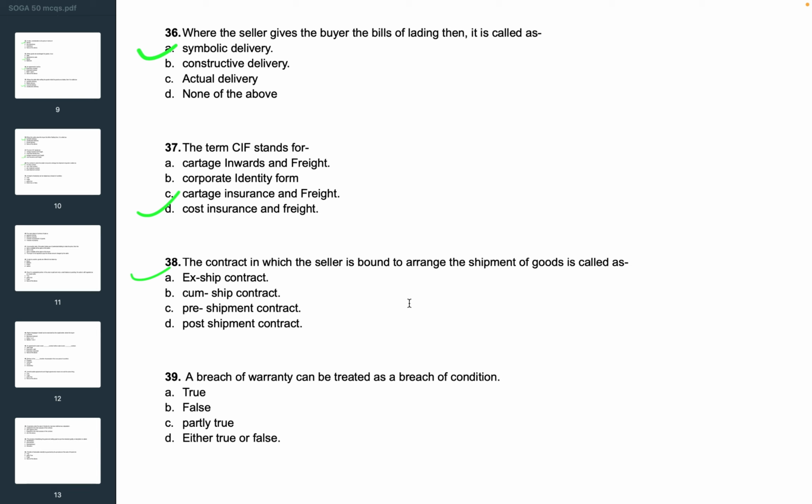Next question. A breach of warranty can be treated as a breach of condition. A. True, B. False, C. Partly true, D. Either true or false. The correct answer is false, B.